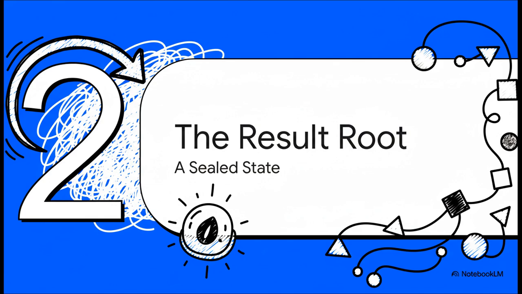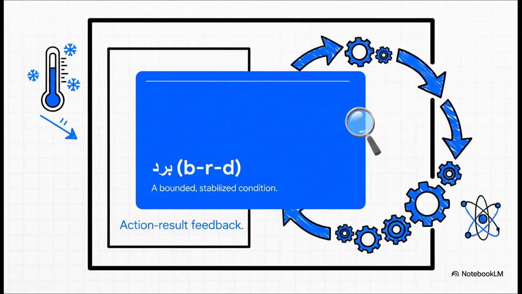Well, that brings us to the second part of our loop, the result root, BRD. This root, BRD, is all about a final state. It's that point where a process is finally over, where all the energy is contained and things become settled and stabilized. Just think of it as a system reaching a state of coolness or closure.